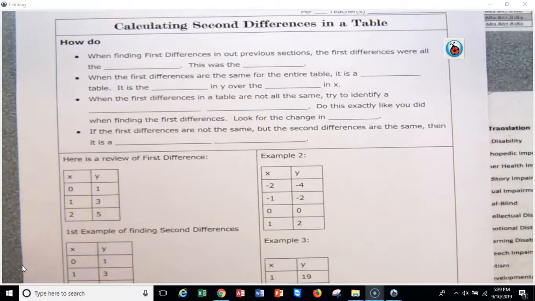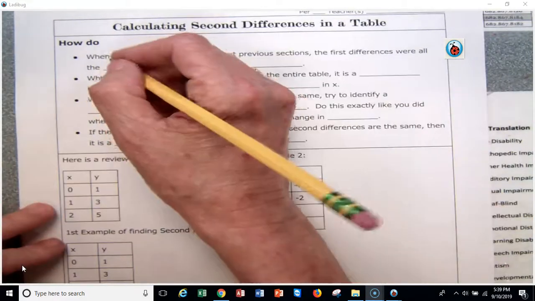Today we're going to talk about calculating second differences in a table. We've already talked about finding first differences in a table, so this is just a little bit of an expansion of that. When we find first differences in our previous sections, the first differences were all the same.